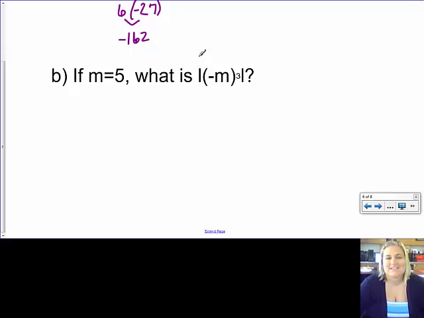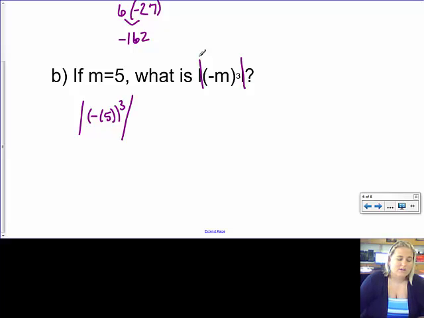B wants us to evaluate if m is equal to 5. So these bars, even though they look really poor, those are actually absolute value bars. Okay, it's just the way the program types them out. So I have the absolute value of -m, which is 5, and that is to the third power. So I have, this is just going to give me -5. So I have the absolute value of -5 to the third power.